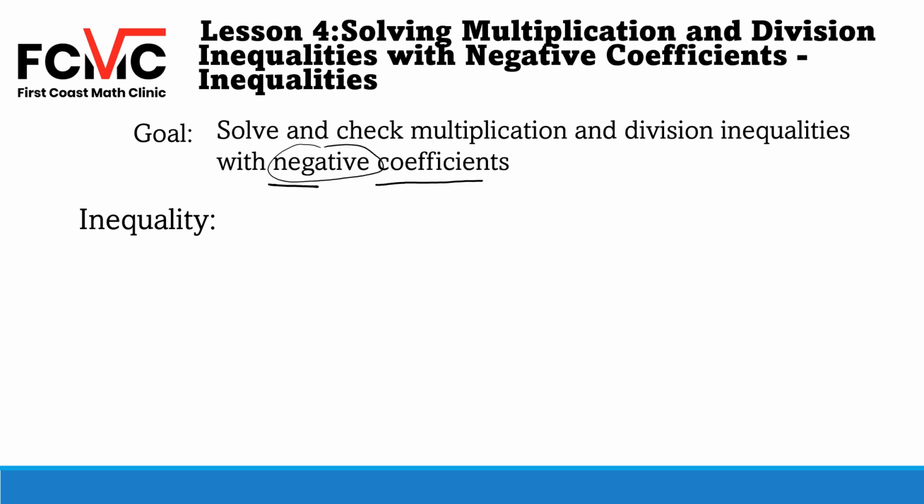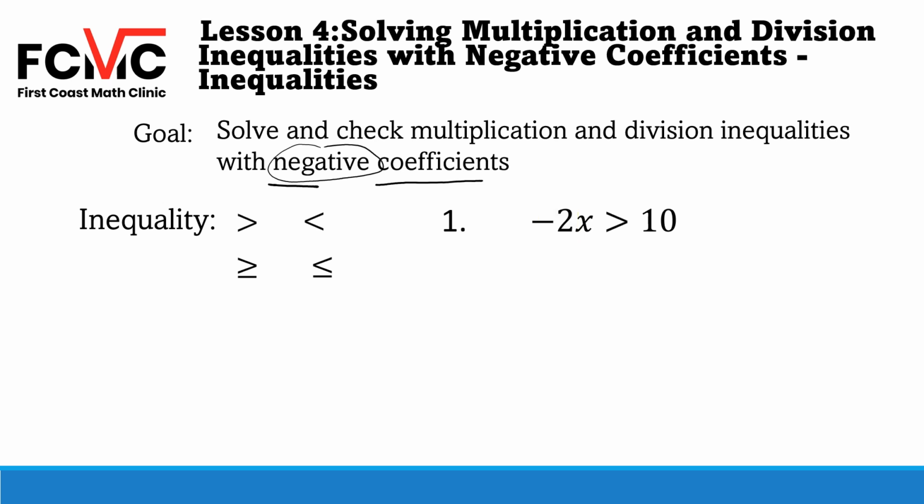So we know inequalities are mathematical statements with greater than, less than, greater than or equal to, or less than or equal to symbols. And we're going to work with examples that look like this. So we've got negative 2x is greater than 10. Our coefficient in this example is this negative 2. We're multiplying the negative 2 times the x. So we want to get the x by itself. Well, how do we do that?